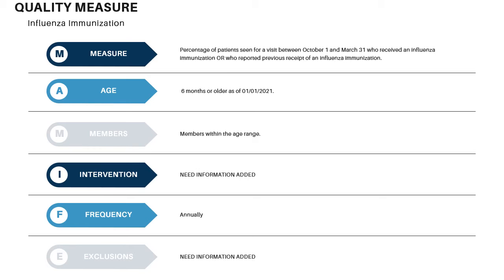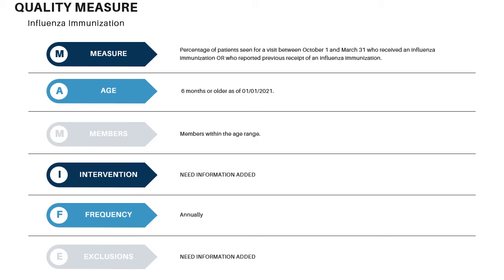Another preventative care quality measure is the annual influenza immunization measure. This measure looks at the percentage of patients seen for a visit between October 1st and March 31st who received an influenza immunization or who reported previous receipt of an influenza immunization.